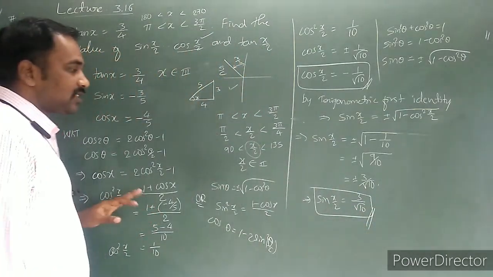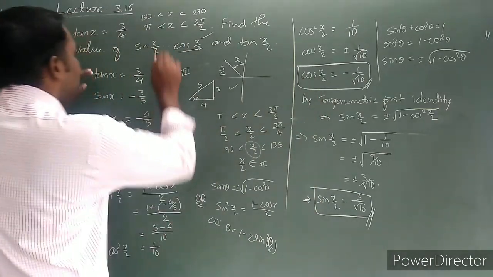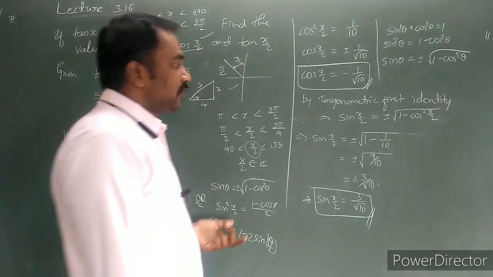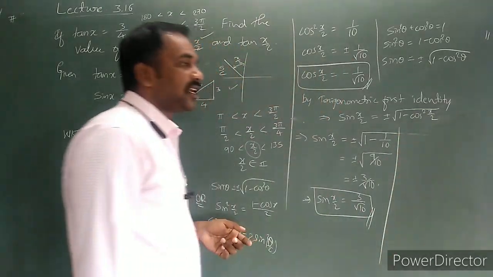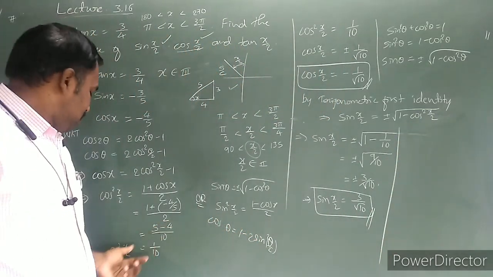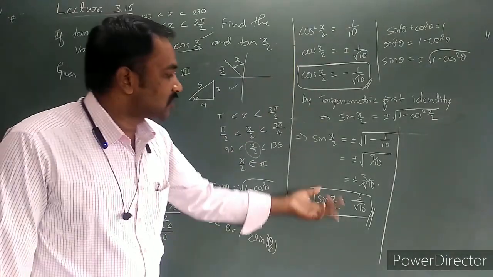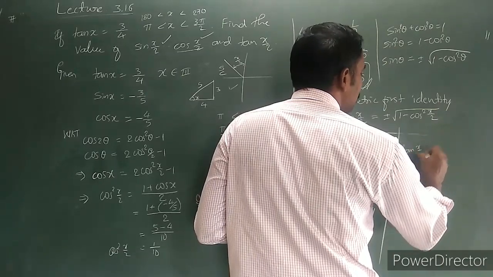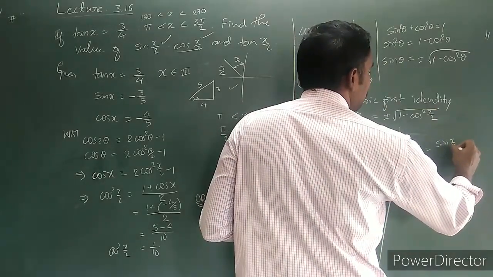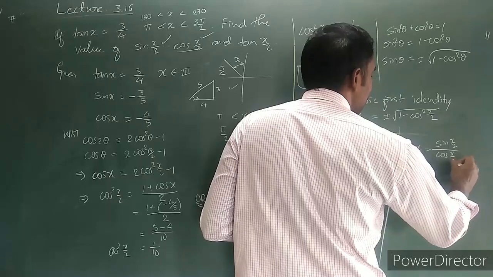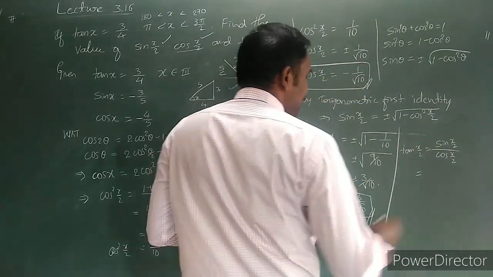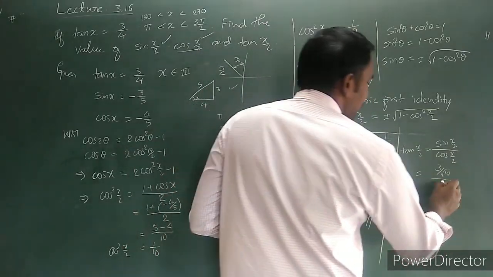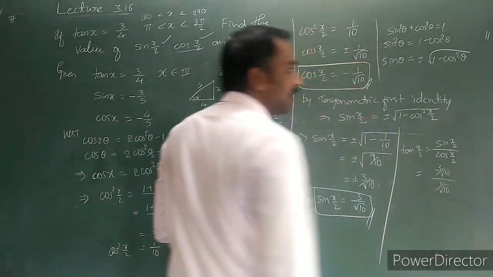So the sin x by 2 value and the cos x by 2 value we got. Now finally tan x by 2 is required. So what is the tan of x by 2? How to find the tan of x by 2? If we know the sin and cos ratio, we can easily get the tan value. Tan of x by 2 is equal to sin x by 2 divided by cos of x by 2. That's all. What is the sin x by 2? 3 divided by root 10. What is the cos of x by 2? Minus 1 divided by root 10.